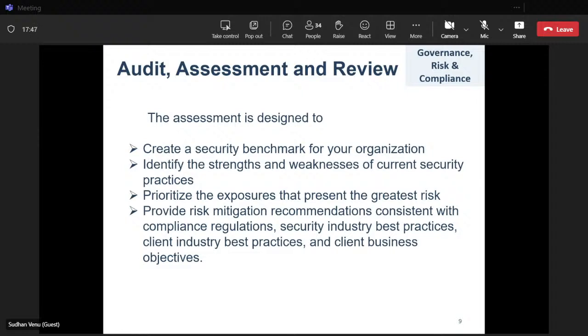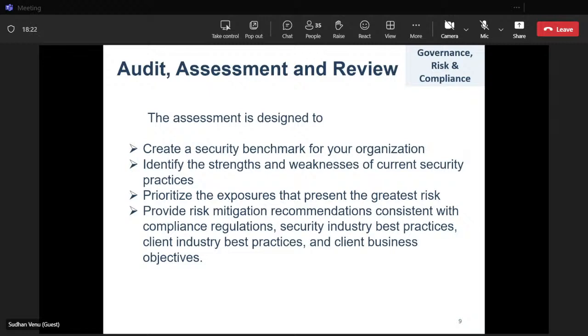And the assessment, which is designed as part of the audit process, is to create a security benchmark for your organization. So you people know what a benchmark is. A benchmark is a level, and they are creating or defining the security level in their organization. Other than that, they have some mission level and some benchmark with respect to the sales or services, everything else. Similarly, we have the benchmark in the security level.